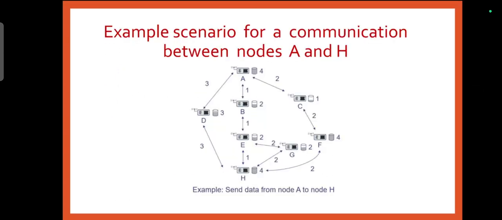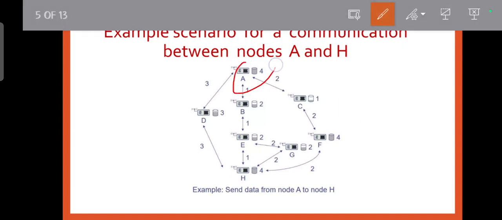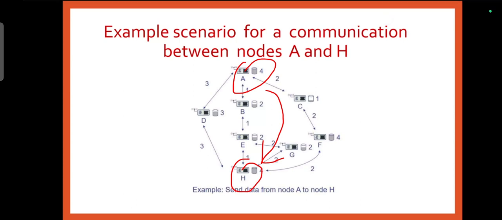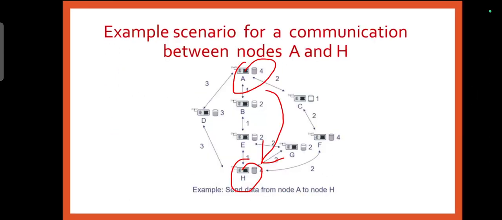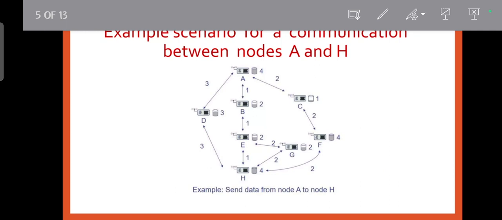In the slide, you can see a network which has 8 different nodes from A to H. In this example scenario, there is a communication from node A to node H. We have to transmit information from node A to H. We are going to learn all the algorithms we saw in the previous slide with the help of this network. Before getting into the algorithms, we must know the basic terms of this network.